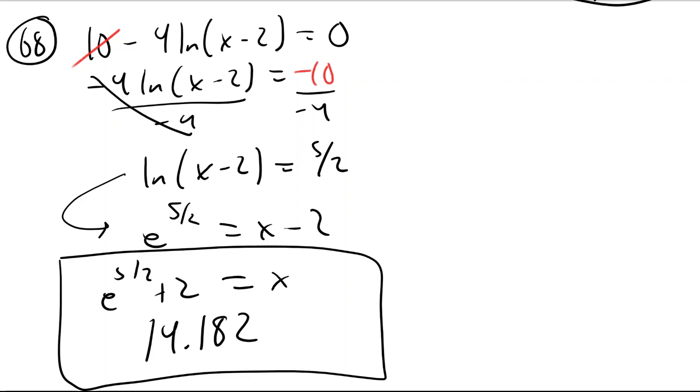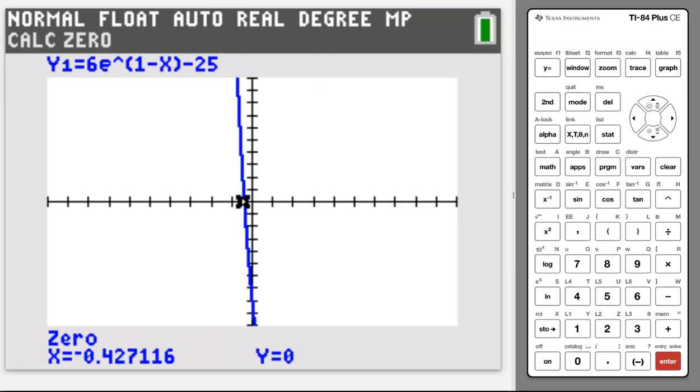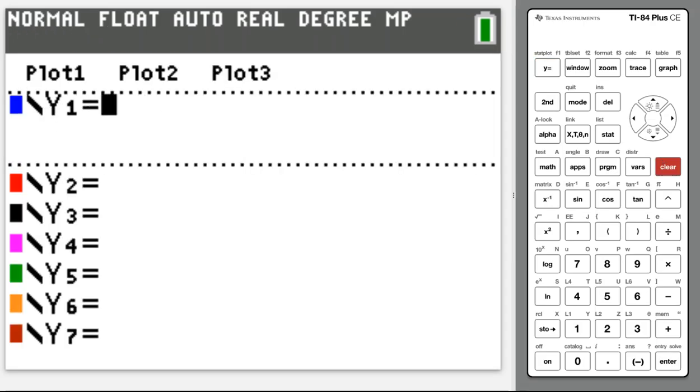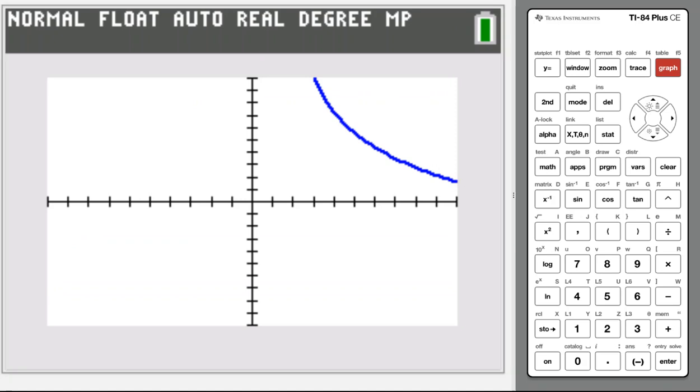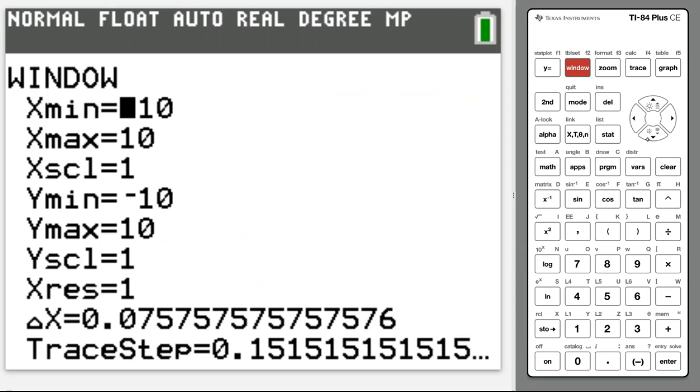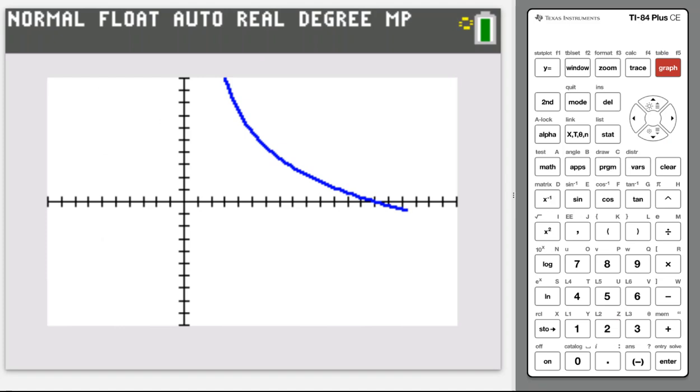And then to do the same thing graphically, I'm going to graph all of this and then figure out where it equals 0. So where does it hit the x-axis? Looks like it happens a little bit more to the right. So change my window settings, go a little further to the right.